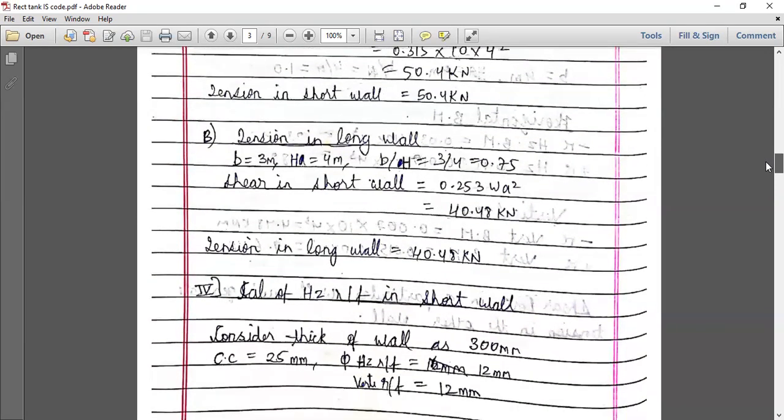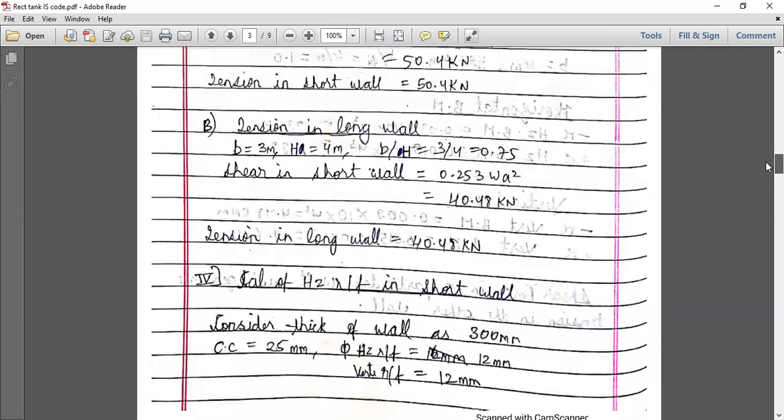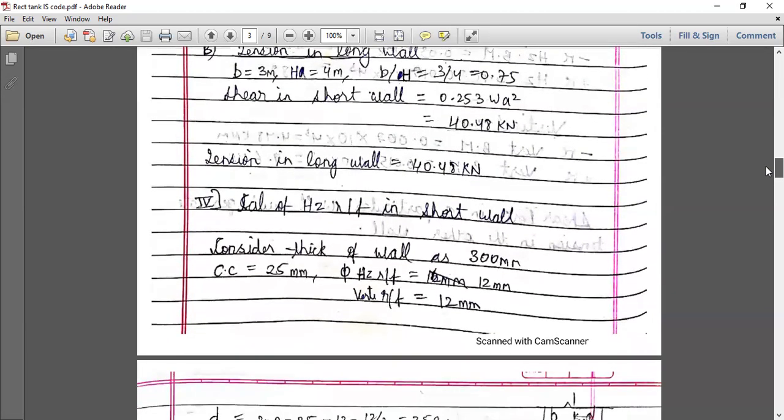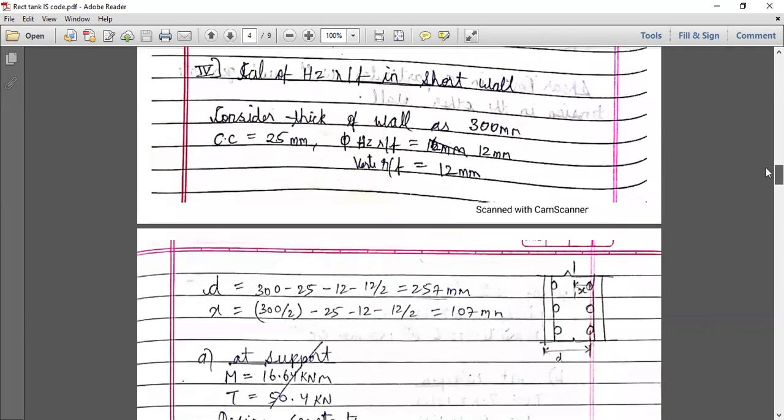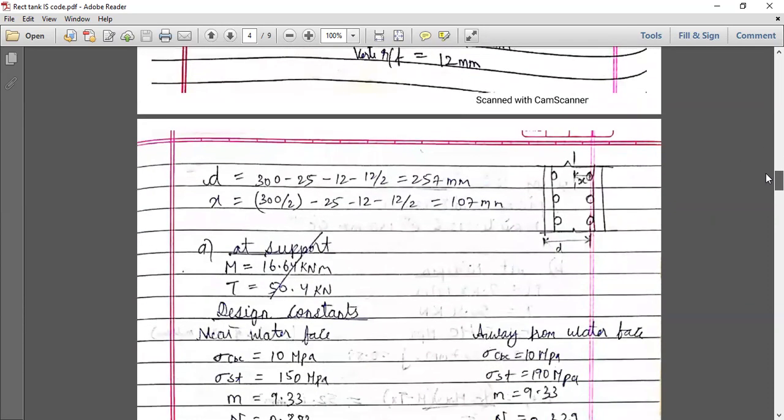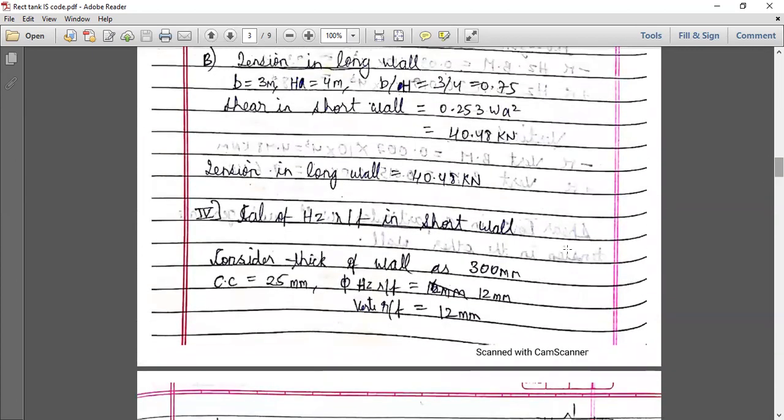ठीक है, next step is to find out the reinforcement. ठीक है, ये रीइंफोर्समेंट का जो प्रोसीजर है, this is similar to what we have done in the rectangular wall. So when you find out the horizontal reinforcement in the short wall, we will consider suitable clear cover, horizontal reinforcement, vertical reinforcement, and then पहले जैसे D और X find out किया था, and then we will find out the design constants. ठीक है, so now just tell me what is the thickness you are getting by the criteria.